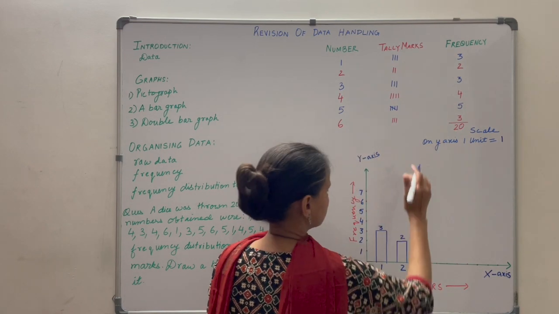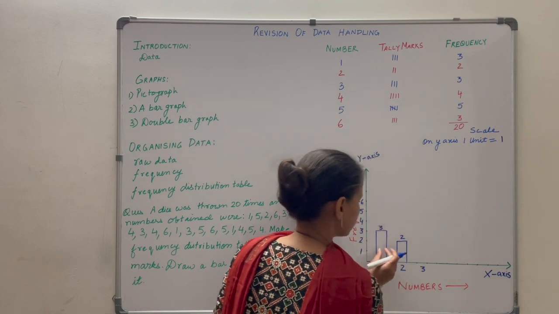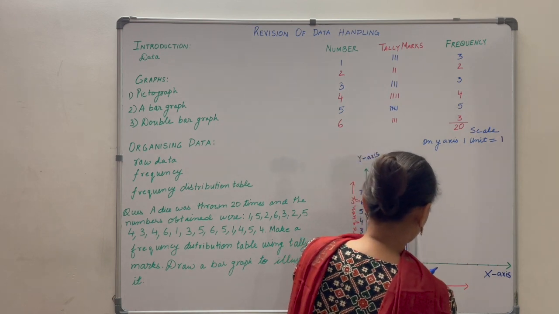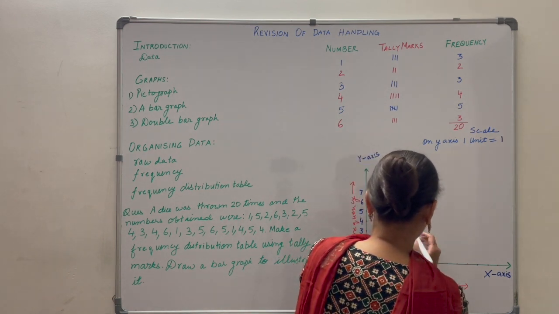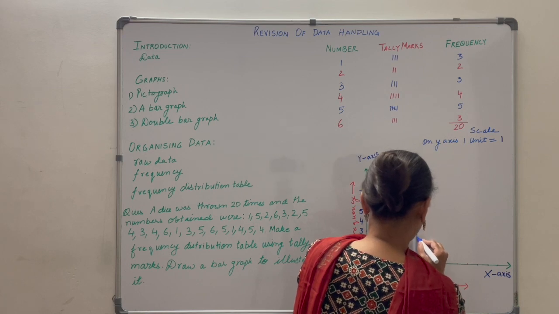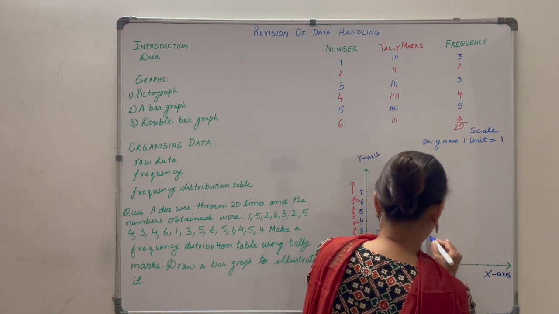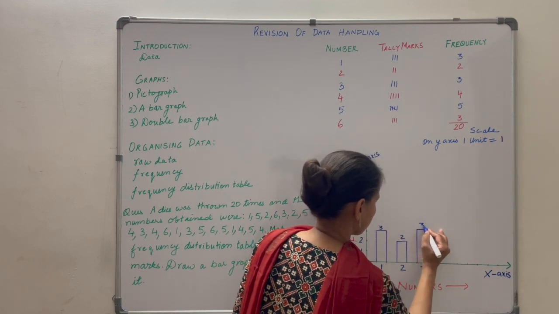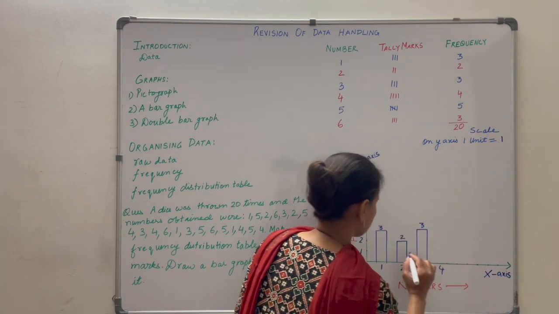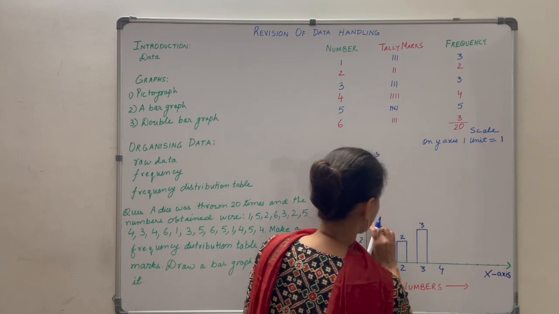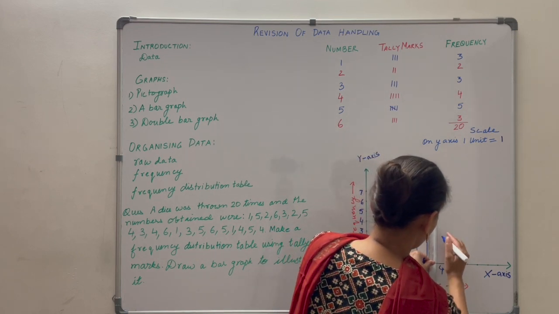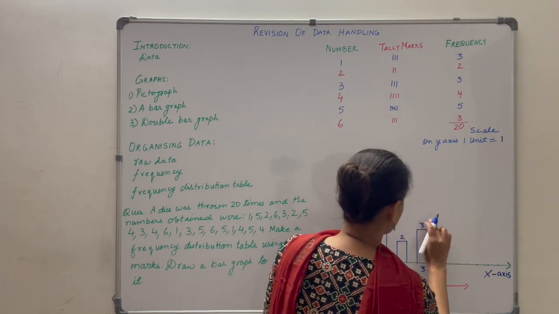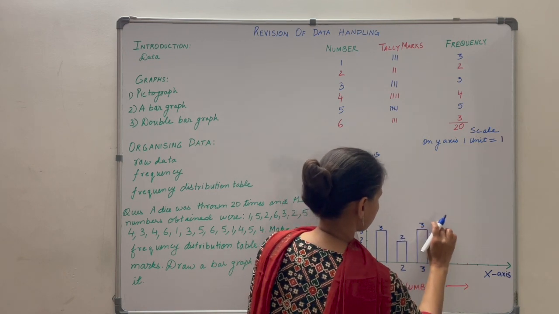For 3, it is 3. The width of the bar is also 1 unit. So for 3, it is again 3. So this is 3. For 4, it is 4. So 4 is here. This is 4.